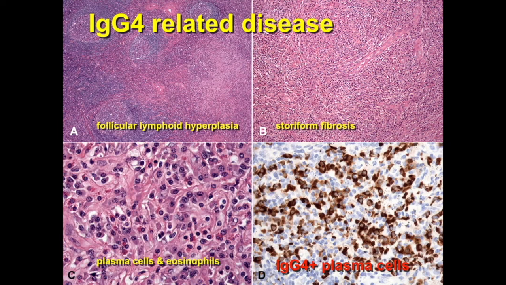Here is a case of IgG4 related disease we saw in our laboratory. You tend to see follicular lymphoid hyperplasia, storiform fibrosis, plasma cells and eosinophils. The immunohistochemical stain shows a significant number of IgG4 positive plasma cells. Diagnostic criteria are somewhat variable. 100 IgG4 positive plasma cells per high power field is a criterion in one study.